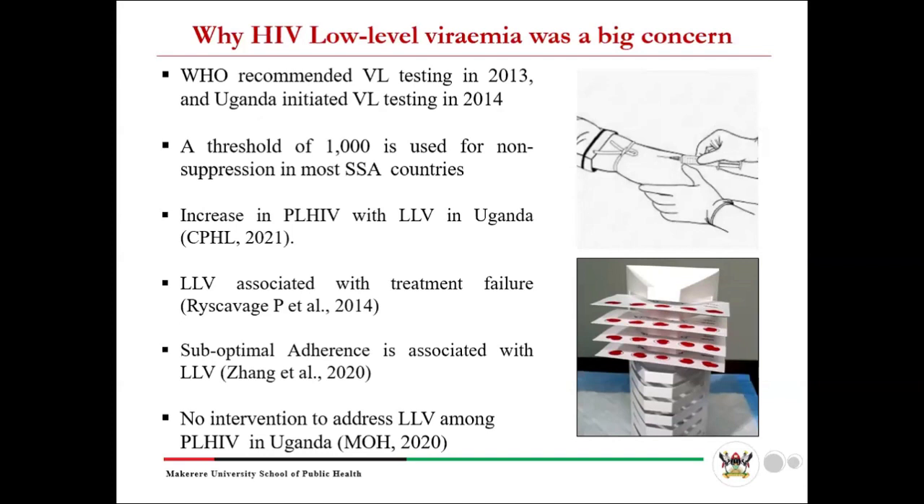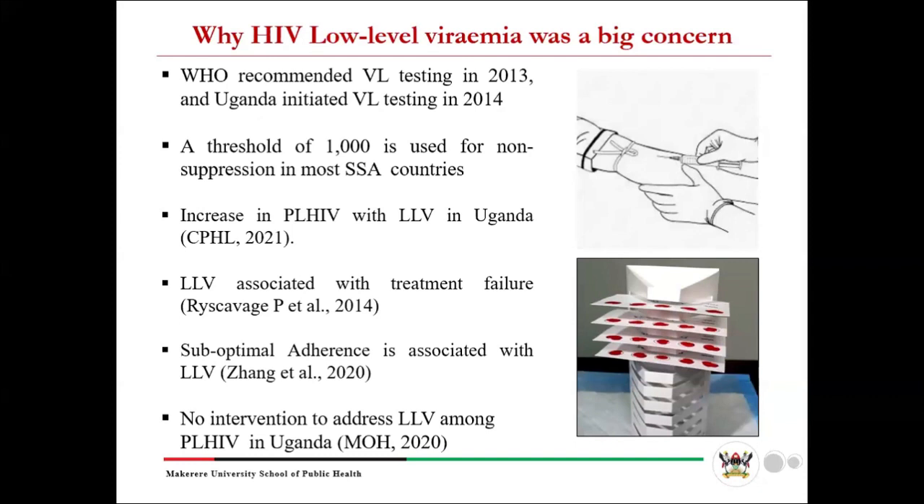One specific study done in South Africa by Hans and others showed that people with low-level viremia had 2.6 times the chance of biological failure. And then another South African study done in KwaZulu showed that mothers who had low-level viremia had a 10-fold increased chance of transmitting this virus to their children or their newborn babies. But here we are still using 1,000 copies per mil for non-suppression.